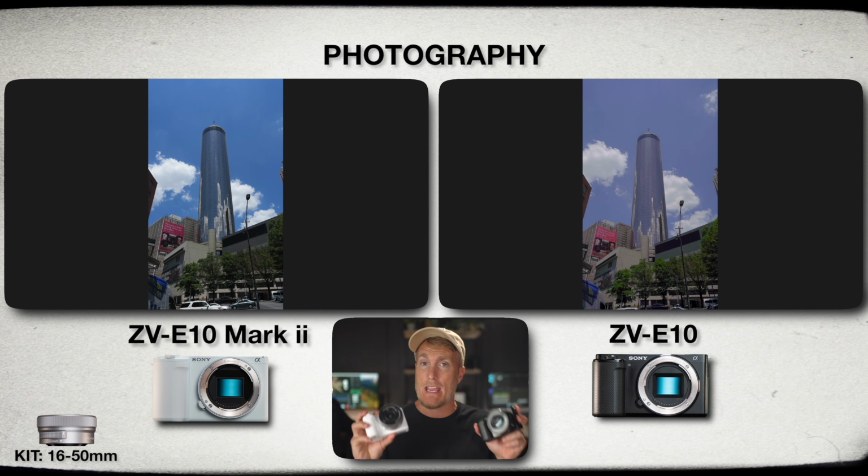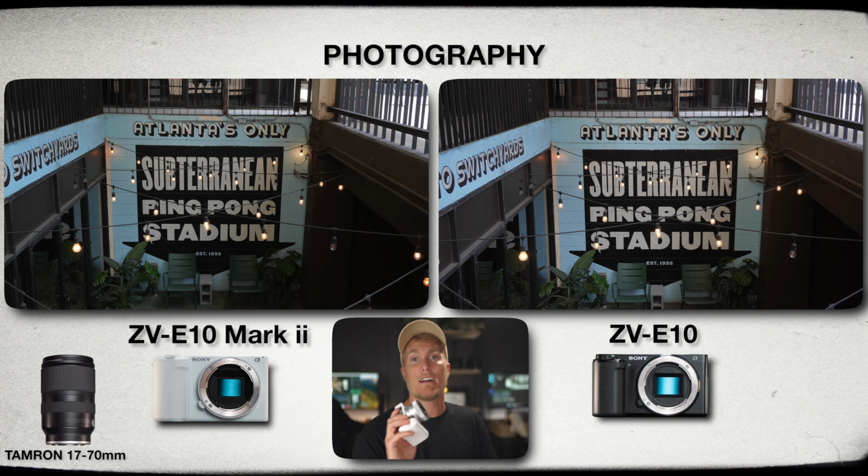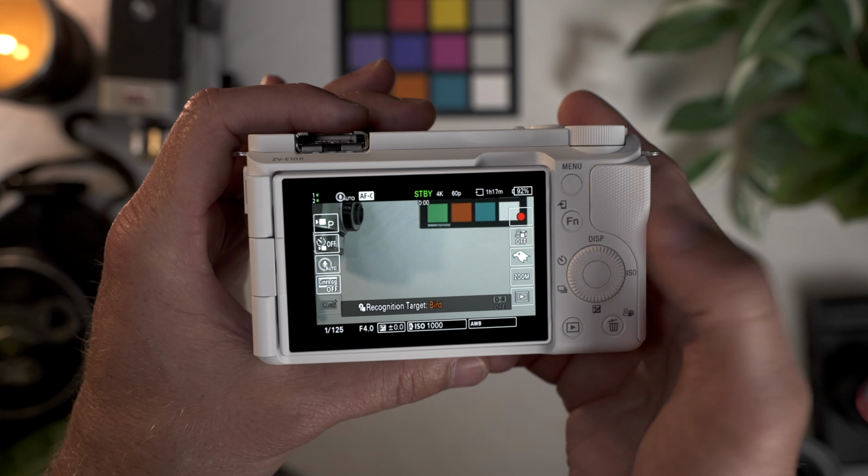Both cameras have a burst rate of 11 frames per second, and both have APS-C sensors. The difference is the ZV-E10 Mark II has more megapixels, coming in at 26 megapixels, whereas the ZV-E10 has 24 megapixels. As long as I was using the same exact lenses and exposing both cameras about the same, I think either one of these cameras would be great for photography if that's what you're into. But the edge goes to the ZV-E10 Mark II because it does have 3 different modes for focusing on different subjects: humans, animals, and birds.